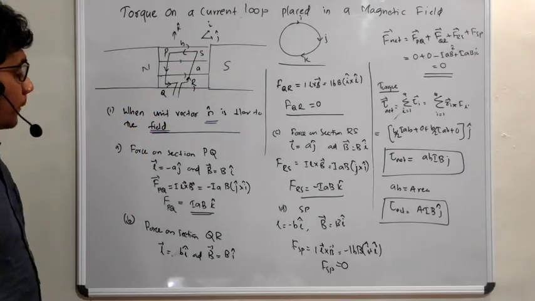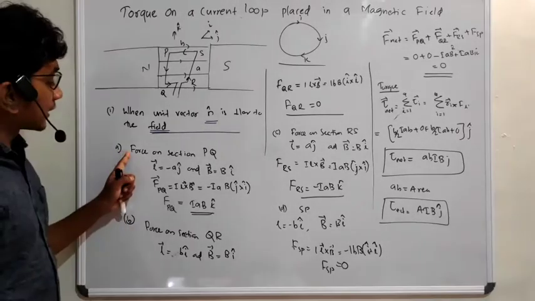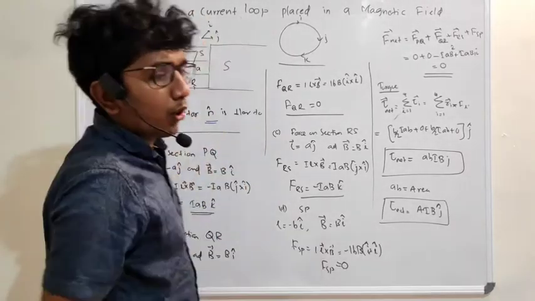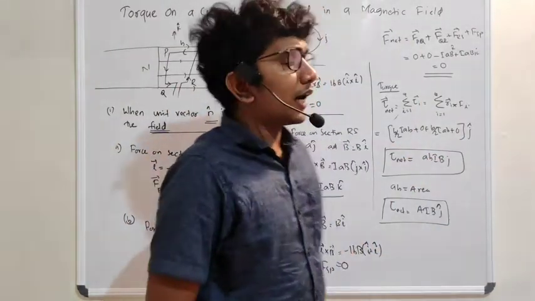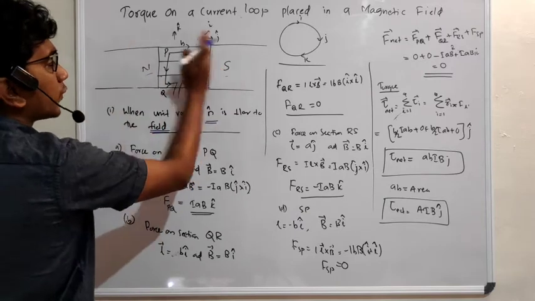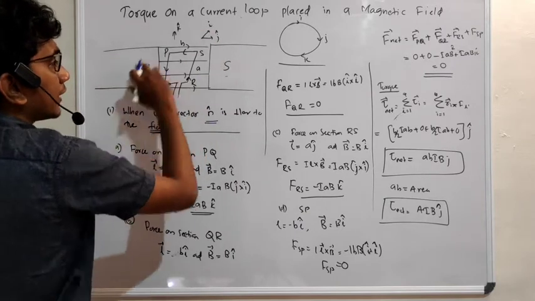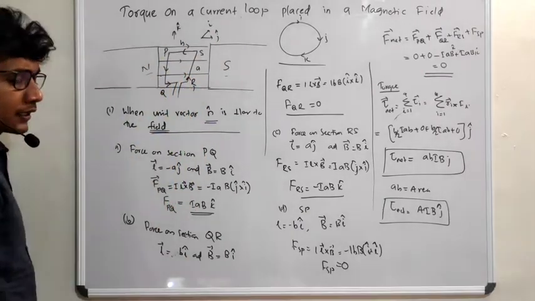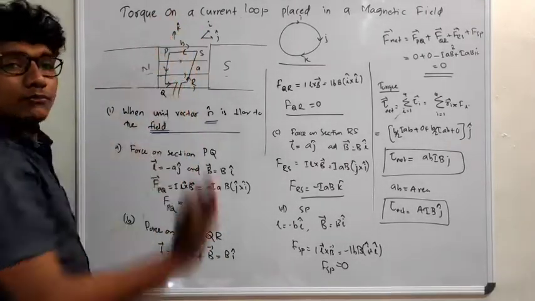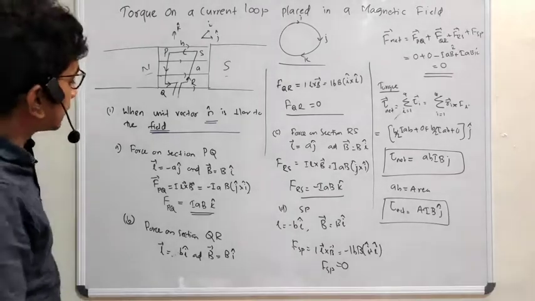I'll give you a tip for this, and you don't have to worry much about that. Again, first we will consider the force on the section PQ. First, you have to write the setup: what are the setups we have made here? North pole, south pole, and uniform magnetic field from north to south, and this is the conductor, I mean the loop, etc. All these things you have to note.